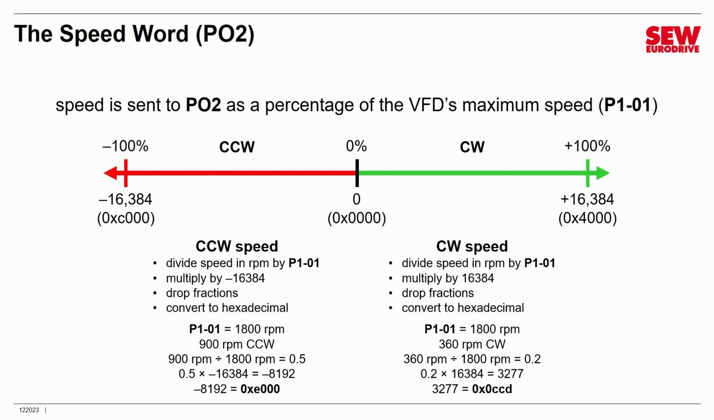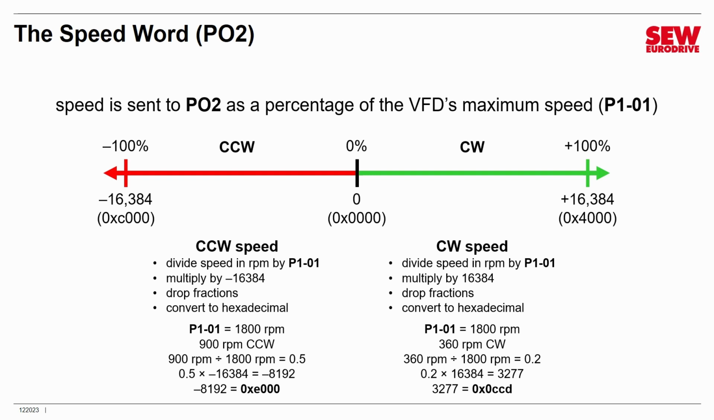I convert it to hexadecimal with the Windows calculator, and it is E000. So if I send that in PO2, my VFD should turn counterclockwise at 900 RPM, which is 50% of the motor's maximum speed. You might want to review this slide if that didn't make sense, but if it did, let's move on.